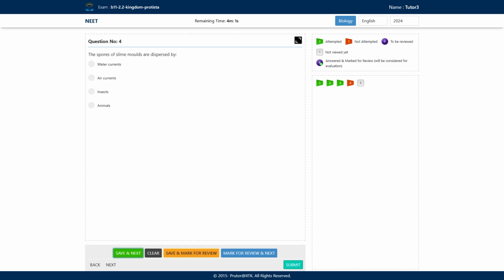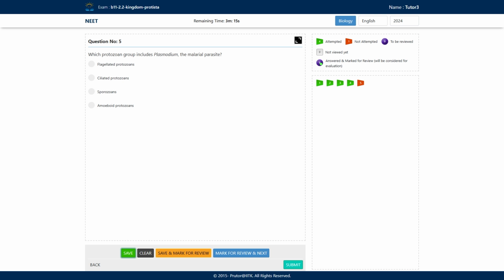So what will be the answer here? Option A is water current, B is air current, C is insects, or D is animals. So the answer here will be air current. Option B is the correct answer.